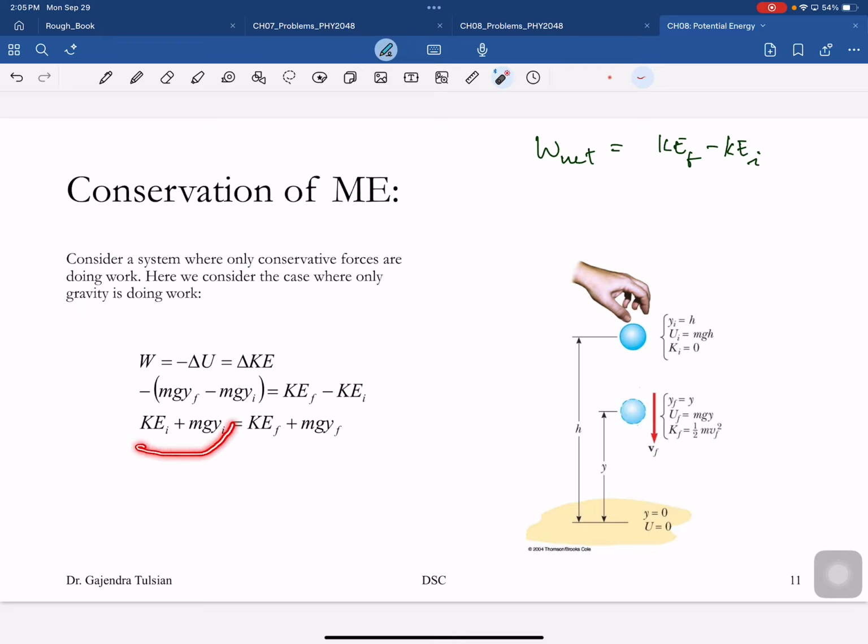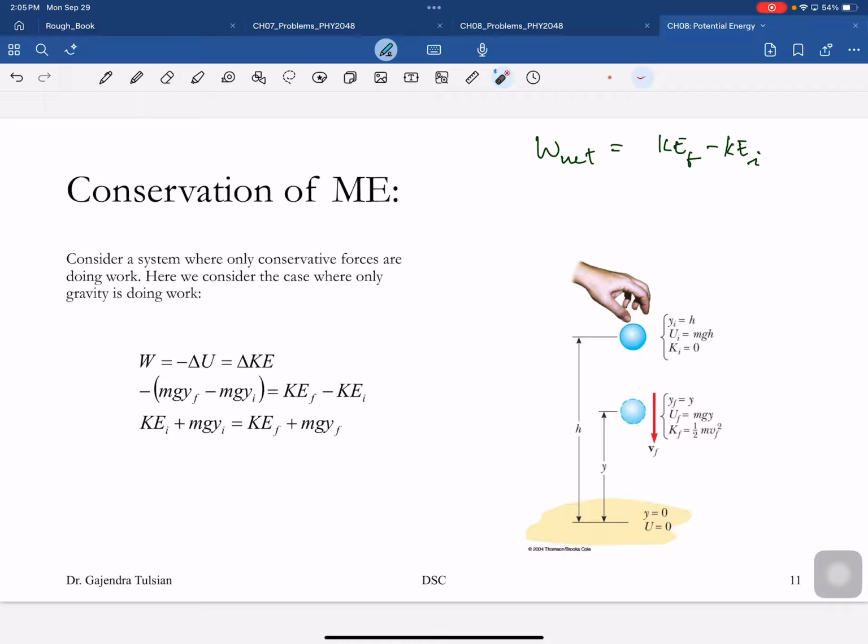This is called mechanical energy, kinetic energy plus potential energy. Through the entire fall, the sum of these two terms is constant. So the sum of kinetic plus potential energy is constant. So here's what we are interested in.